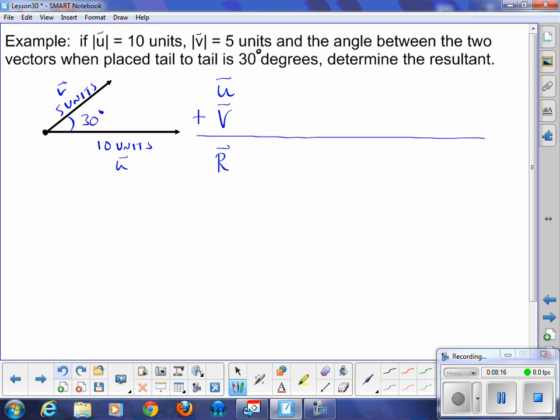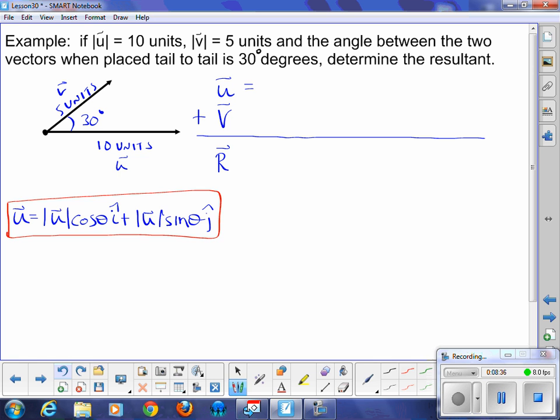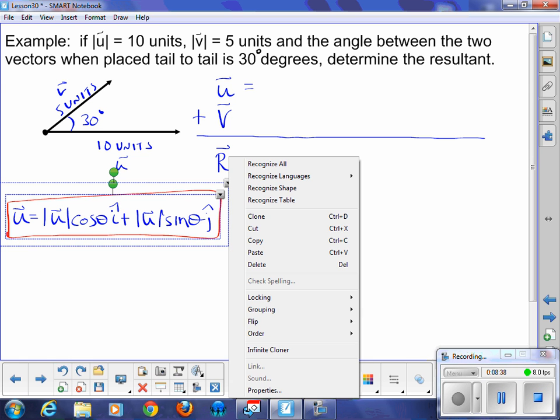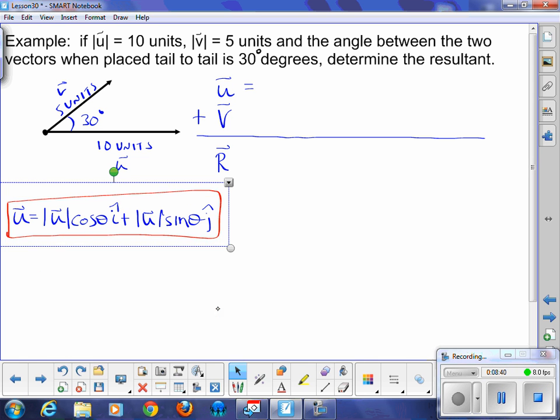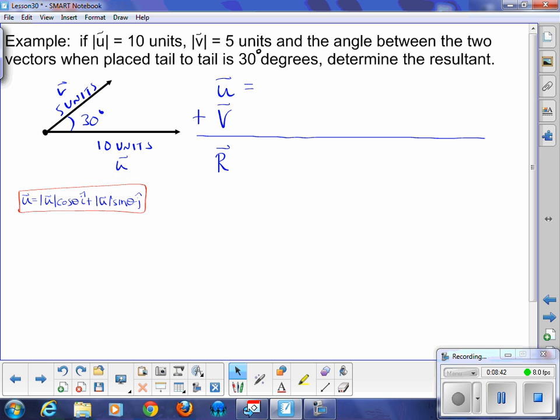So what does the u vector equal? Well, remember the formula I said you need to have. U vector equals magnitude of u cos theta i plus magnitude of u sine theta j. That's so important to have either memorized or on a cheat sheet or formula sheet, because that's what you're going to be using the next couple of days here. So I'll shrink that, keep that to the side.